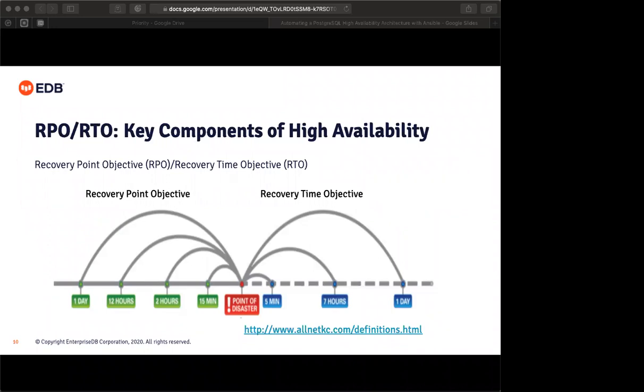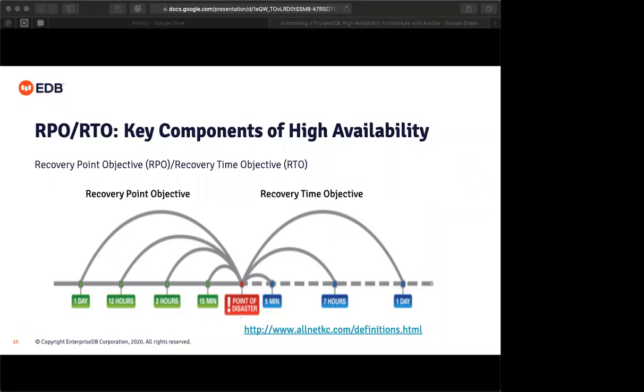So again, for recovery point objective, you can see the line which is talking about how far back you can go. You can go back 15 minutes, 2 hours, depending on exactly how frequently you're taking the backup and the availability of the architecture you have deployed for your services.